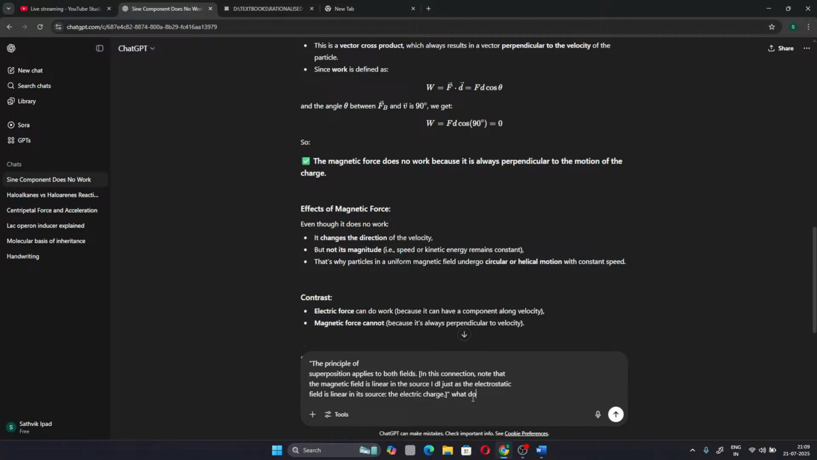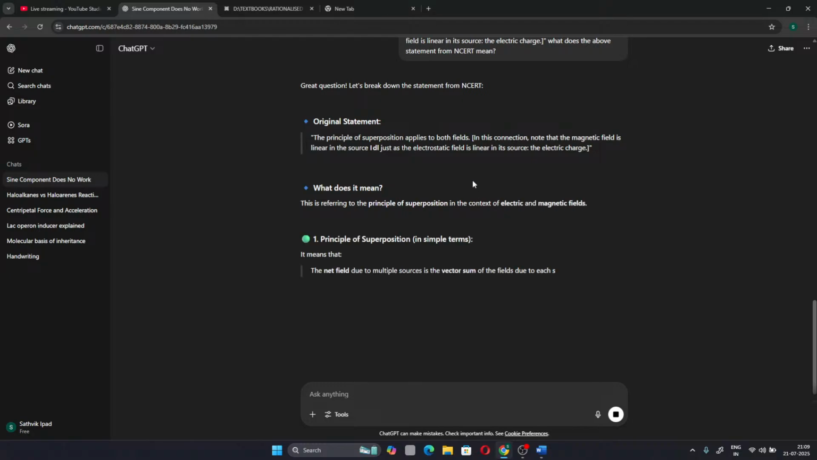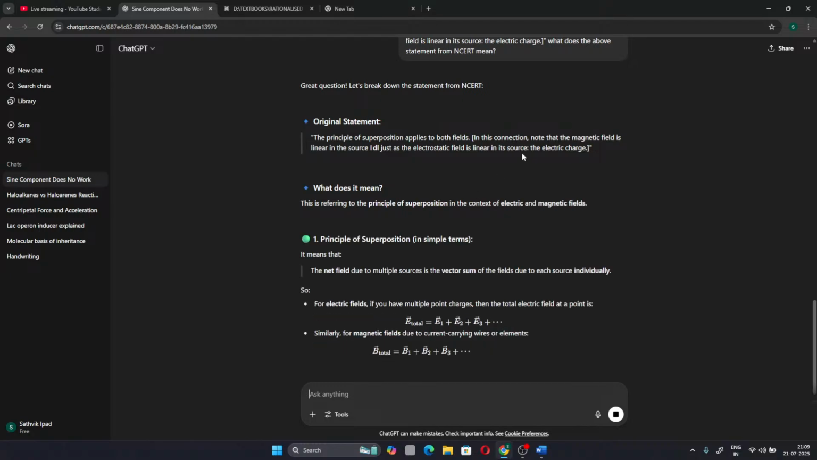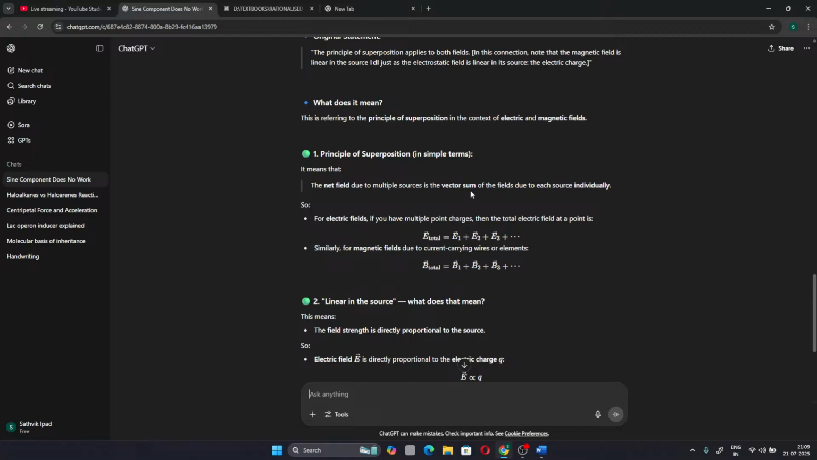What does the above statement from NCERT mean? The principle of superposition applies to both fields. In this connection, note that the magnetic field is linear in its source, just as this refers to the principle of superposition. The net field due to multiple sources is the vector sum of the fields due to sources individually.